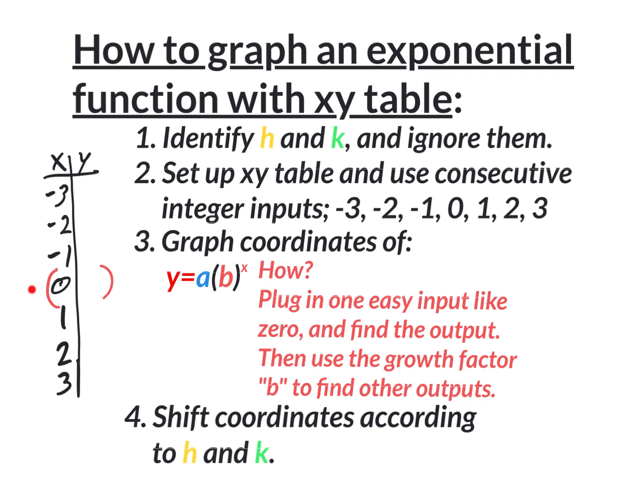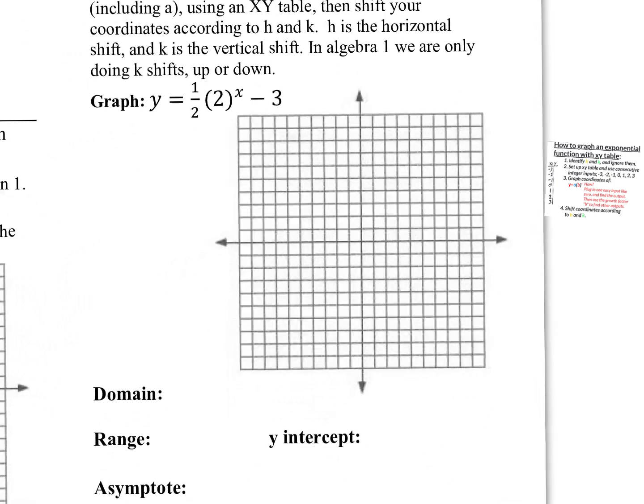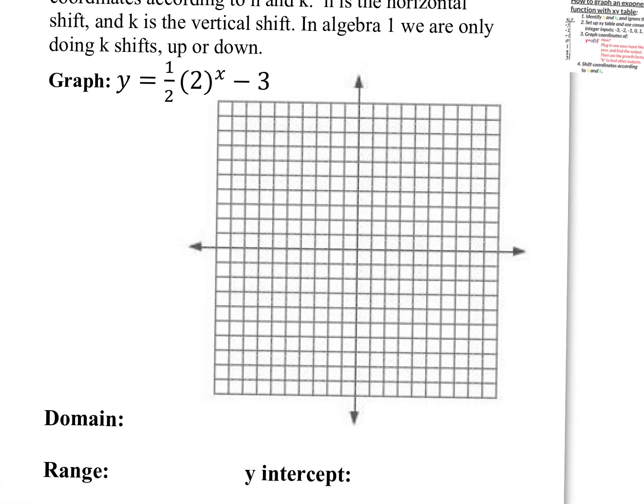And once you have these coordinates, you graph them, but you've got to shift your coordinates according to h and k in Algebra 2. In Algebra 1, we're only going to be shifting up or down because we're not going to have any h values in Algebra 1. But when you get to Algebra 2, you're going to shift both h and k, left and right, up and down. Okay? That sounds confusing, but once you get into it, you'll see that it's not that bad. So let's go to this page of notes that we had yesterday, and let's jump right in to this most interesting one right here.